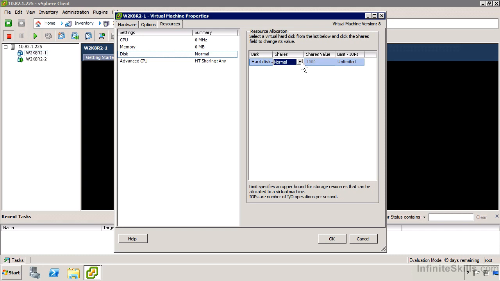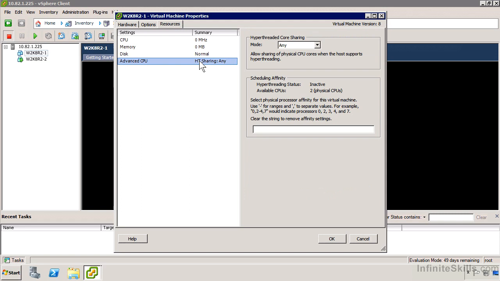And again, you see we also have a shares option here. So we could specify that this virtual machine has a higher or lower priority or standard priority for access to the disks. And you also can see that if the virtual machine has multiple disks, we can actually change those and set what the priorities for the different disks are. And maybe the data disk has higher priority than the system disk. And you can also specify whether to do core sharing or not.